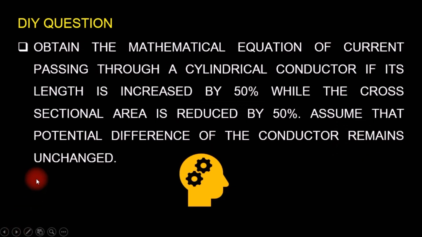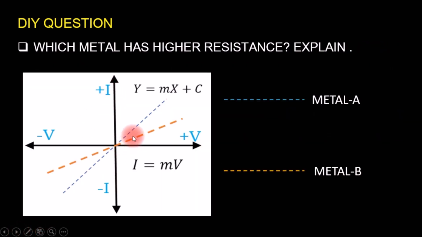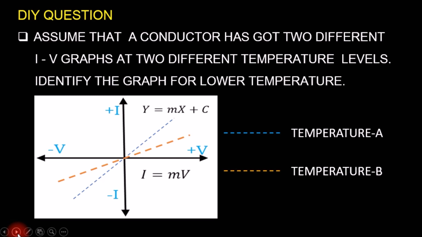Obtain the mathematical equation of current passing through a cylindrical conductor. If its length is increased by 50% while the cross-sectional area is reduced by 50%, assume that potential difference of the conductor remains unchanged. IV graph is given here for two metals, metal A and metal B, and you are going to find out which metal is having higher resistance based on the slope of the graph. Okay, assume that a conductor has got two different IV graphs at two different temperature levels. Identify the graph for lower temperature.